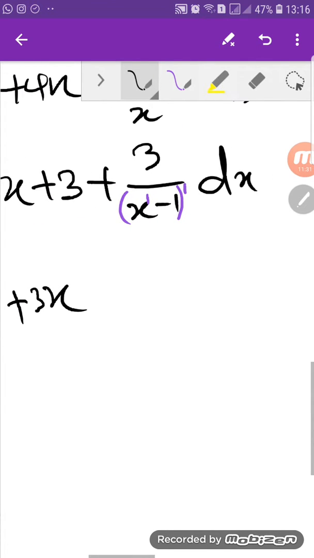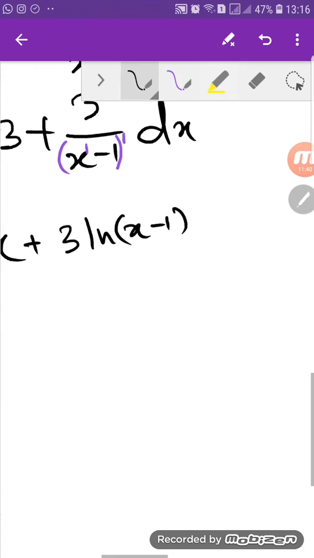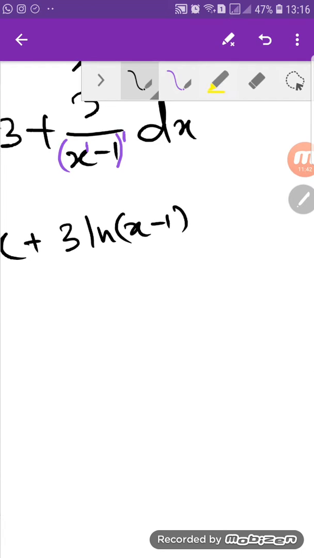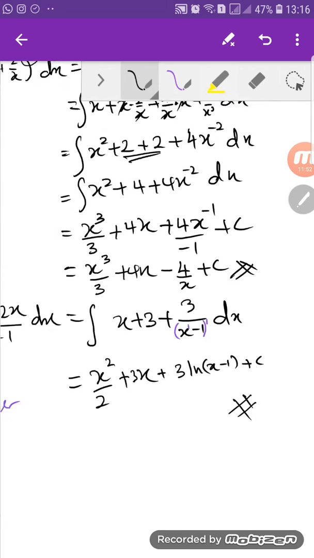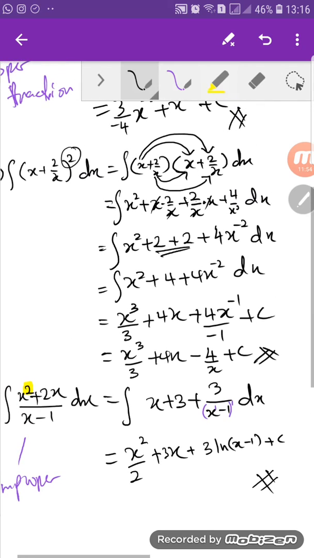So what we can do is just apply the formula that we've seen in the lecture note: 3 ln of x minus 1, and then plus c. So there you go, the answer for the last example. So thank you for your time and attention. Assalamualaikum. Have a good day.